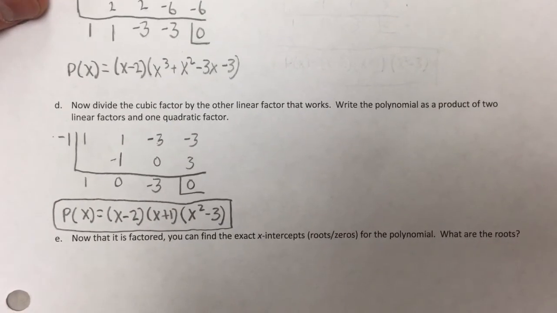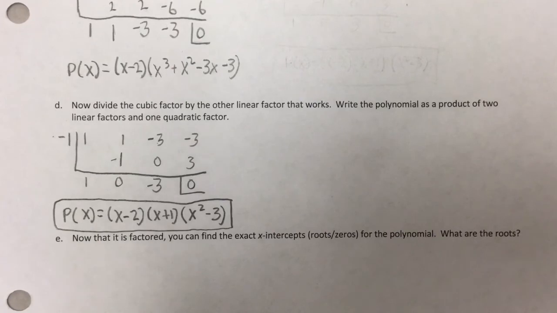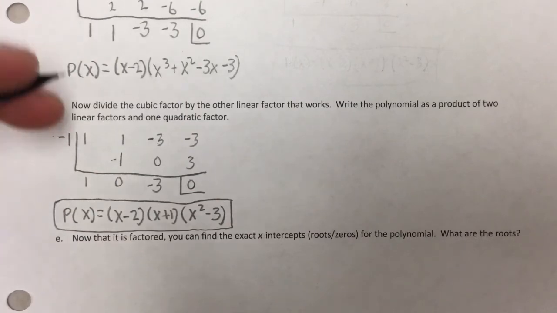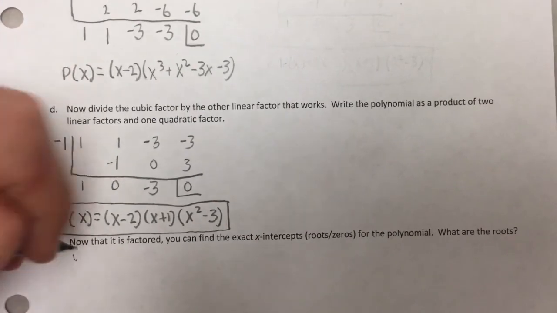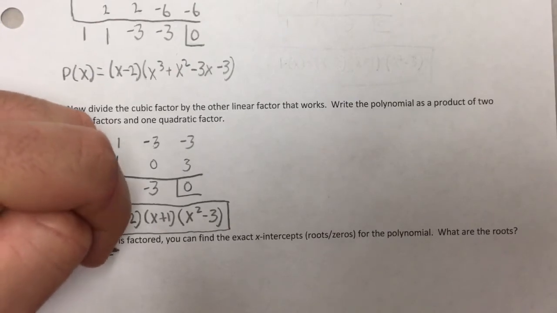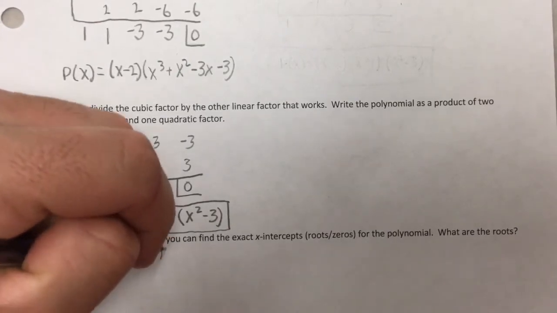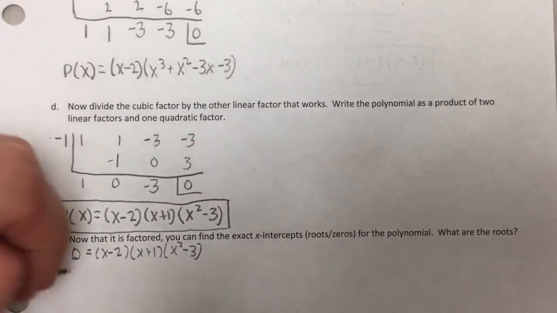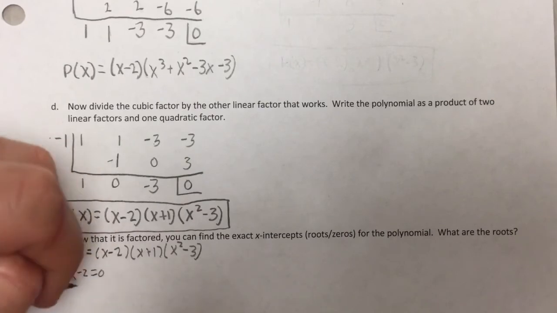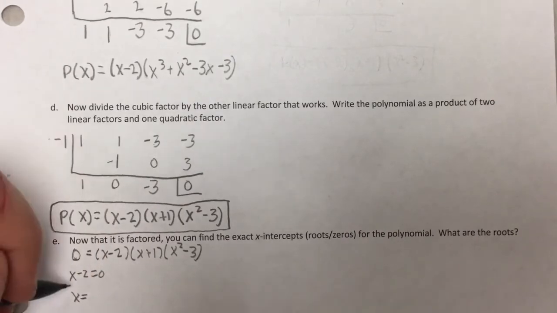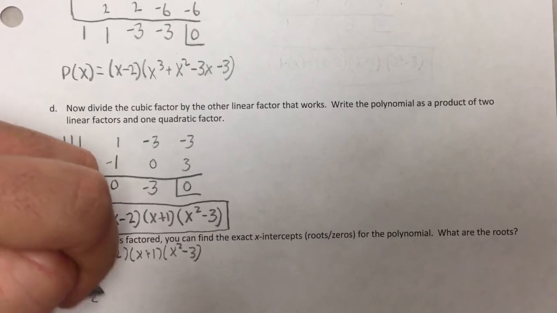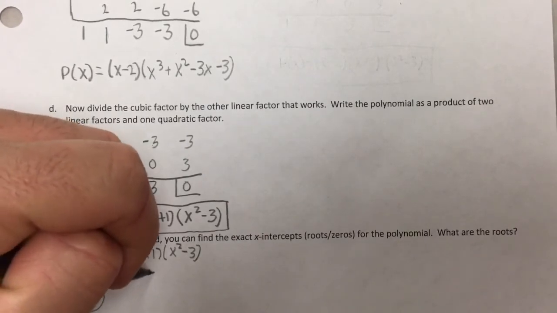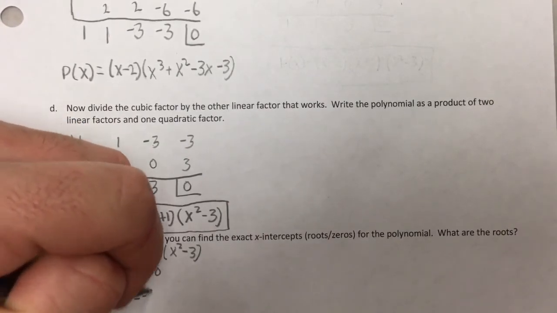What are those roots? Remember, anytime we're finding zeros or roots or x-intercepts, we set y, in this case p of x, equal to 0. And since it is already factored, what we need to do is set each factor equal to 0. So if I set x minus 2 equal to 0, I'd have x equals 2. X plus 1 equals 0, so I get x equals negative 1.